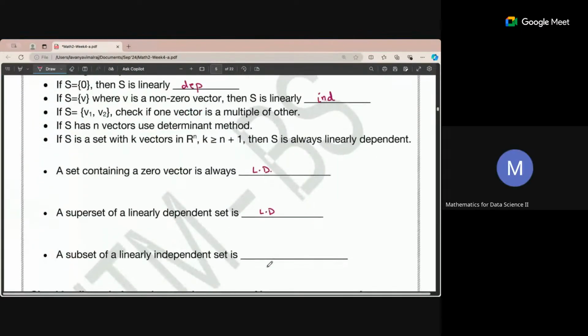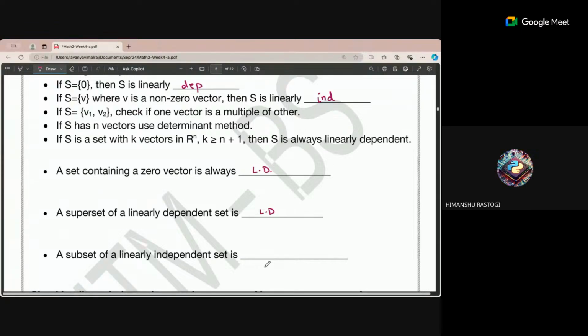Ma'am, can we use reduced row echelon form to check the dependence or independence? Yes, if we have the reduced row echelon form of the vectors, that also you can use for verifying linear independence. I'm going to tell it next.